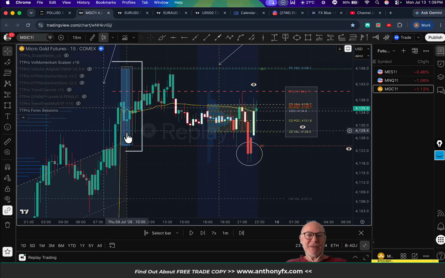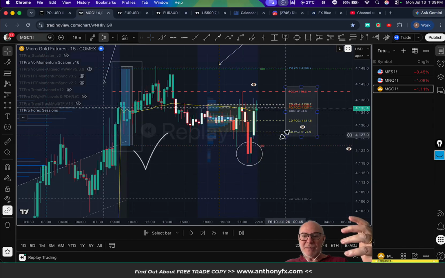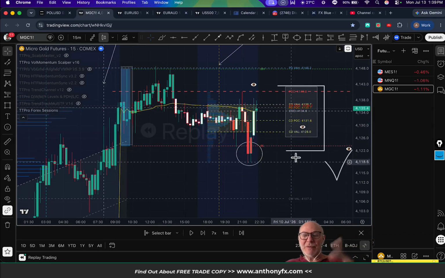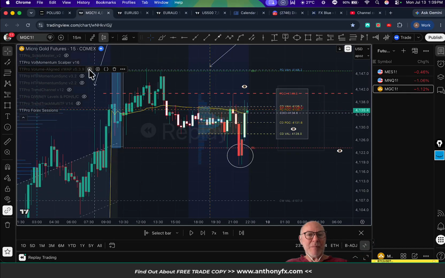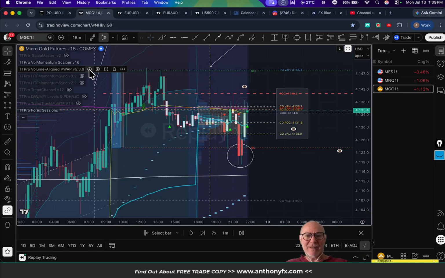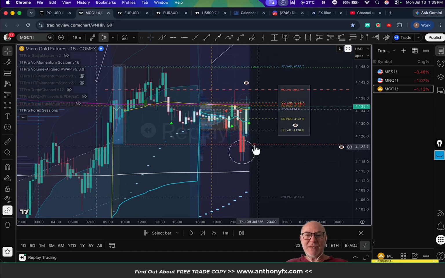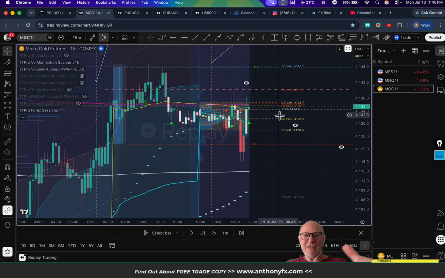Did it break under this blue shaded zone? Yes. All right, we look for shorts. Does it break under this cluster? Yes, we look for shorts. That's it. And then the other thing we bring in is the VWAP cluster. Is this breaking under the VWAP cluster? Not yet. When it does, we look for shorts. That's all there is to it. Okay, you've got two indicators giving you a cluster: VWAP cluster, volume profile cluster.